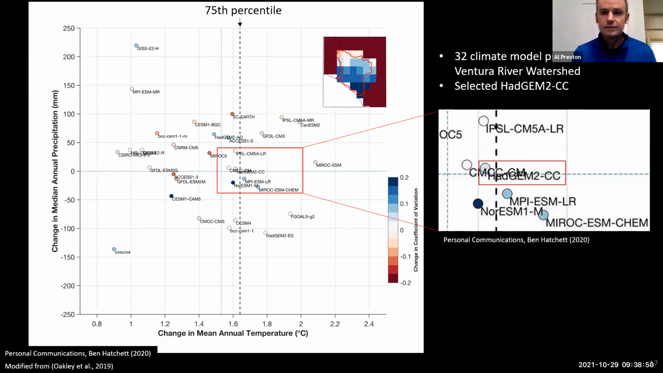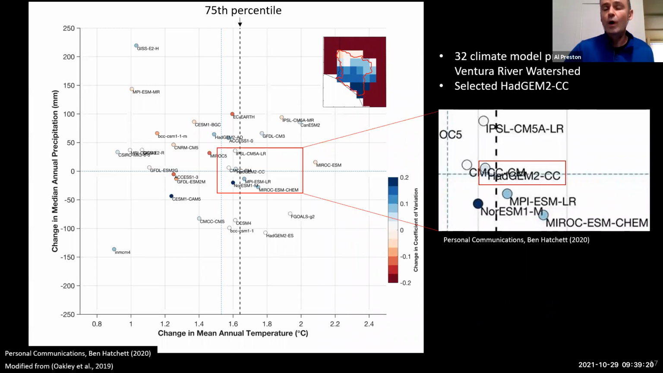There's a couple of things I'd like to point out. The experts recommend using all 32 models, because that will bracket the range of possible outcomes the best. 32 models, 32 scenarios is a lot of work. If you can't use 32, they recommend using 10, and there's a list of which 10 models they recommend. And if you can't use 10, they also recommend using 4. And our selected model, the HAD-GEM2, is one of those top 4 models.